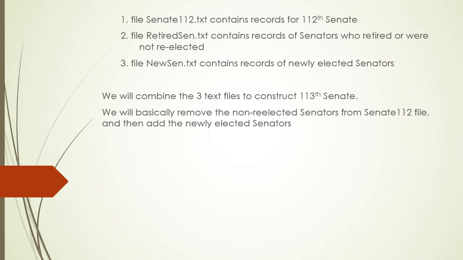Alright, so how will we do that? How will we construct the 113th Senate and write it into a file? Well, we have the three files: one that holds the senators for the previous Senate, one with the senators that left the Senate, and one that has the new senators. So we'll simply combine these three files, remove the non-re-elected senators from the 112th Senate, and then add the newly elected senators.